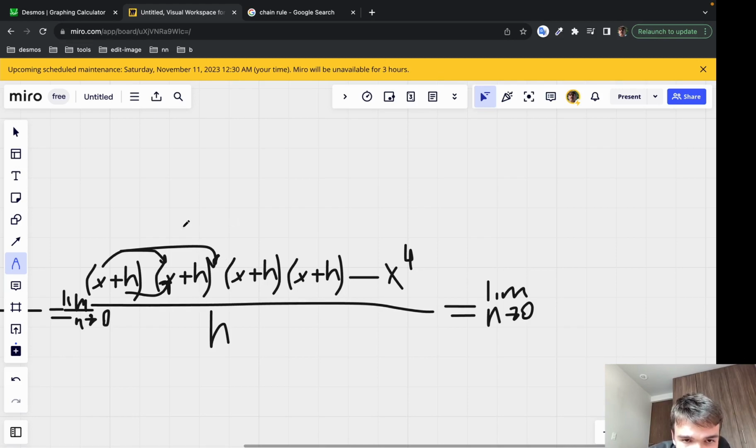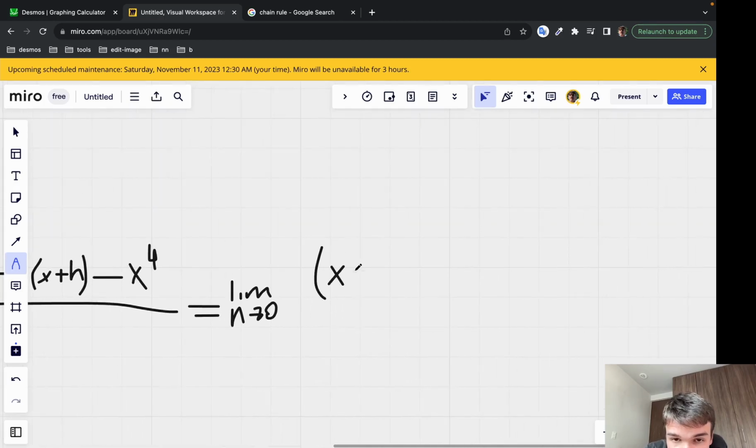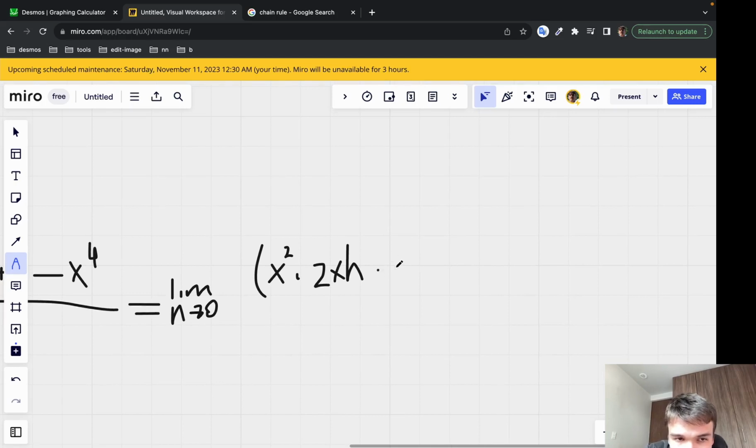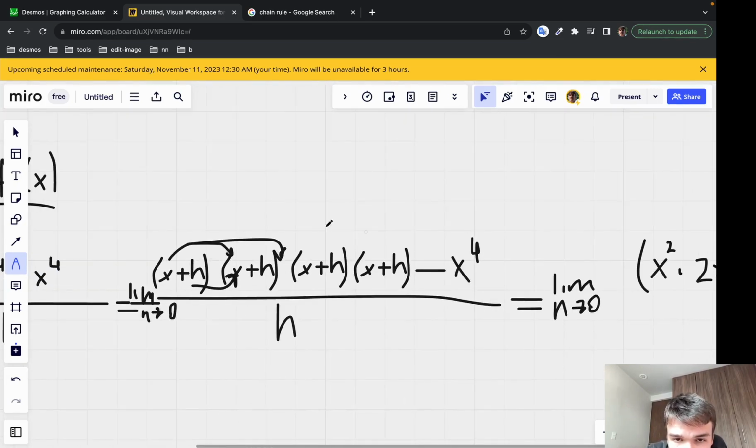So we can say it is just 2 multiplied by x and h, and then h to the power of 2. So this will result in this. We have this, and then we multiply x squared by 2xh. Hope you are familiar with this. And then multiply by h squared.